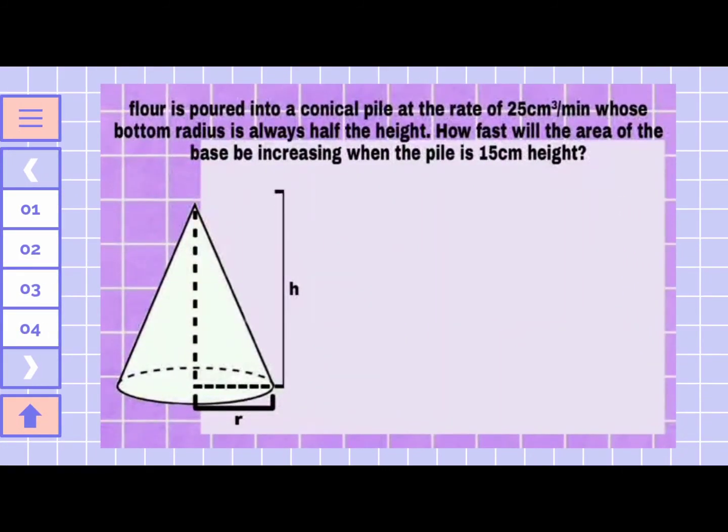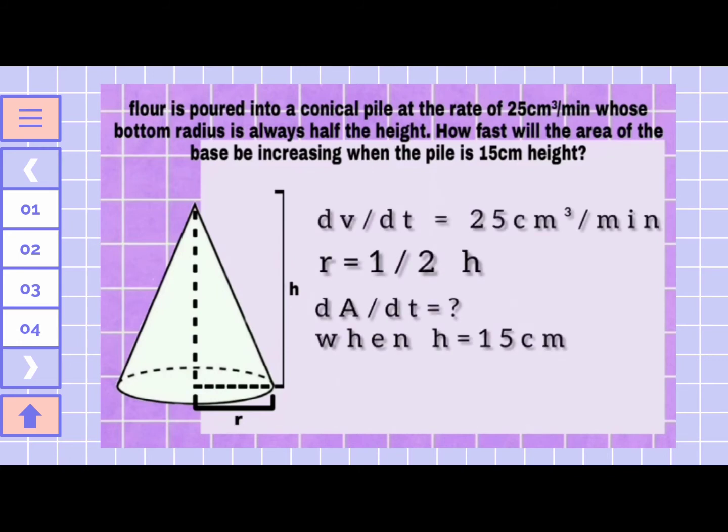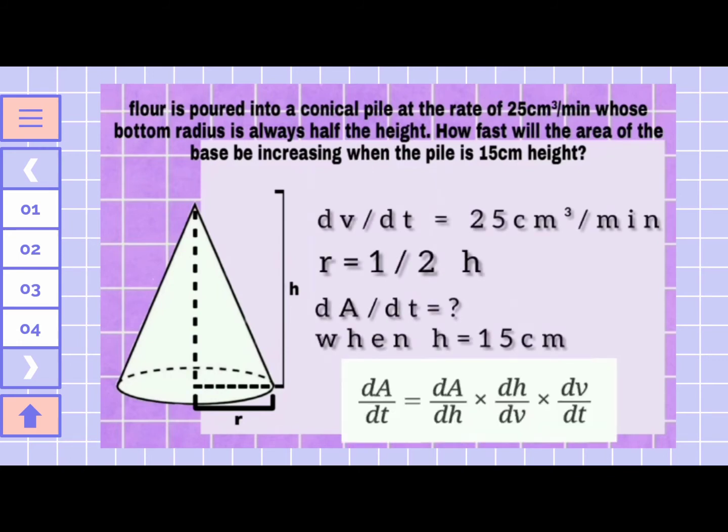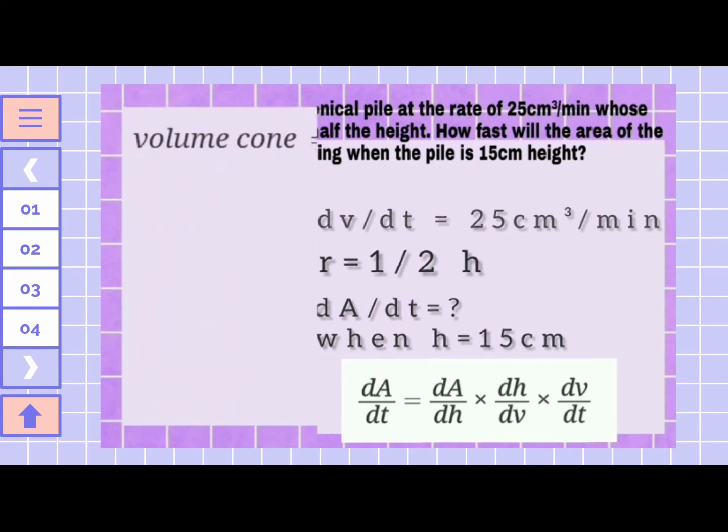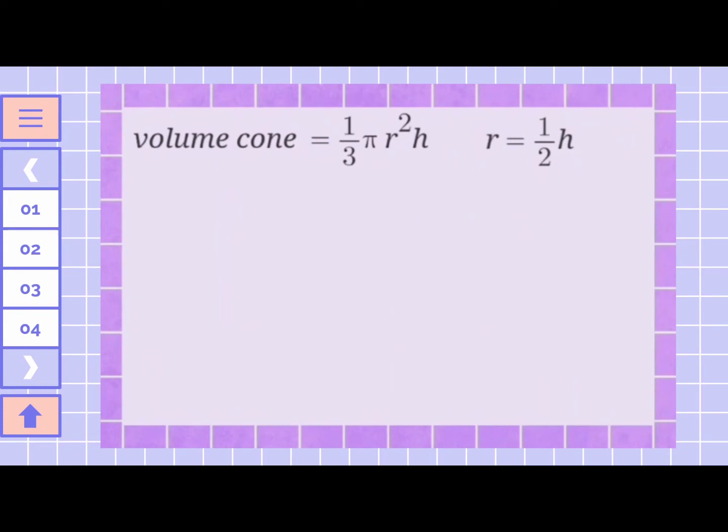First step, you need to list down all the information given. It's given that dV over dt is 25 cm³ per minute and the radius is always half the height, which is r equal to 1/2 h. The question asked is to find dA over dt when h equal to 15 cm. The formula we can use is dA over dt equal to dA over dh times dh over dV times dV over dt. For the second step, by using the formula of volume of a cone, differentiate the function.